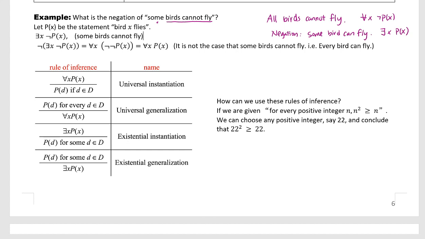Okay, next we also have some rules of inference about the universal quantifier and the existential quantifier. Let me explain. For all x, P of x means this is true for all x, which means as long as d is in the domain of discourse, then P of d is true. This is called universal instantiation.